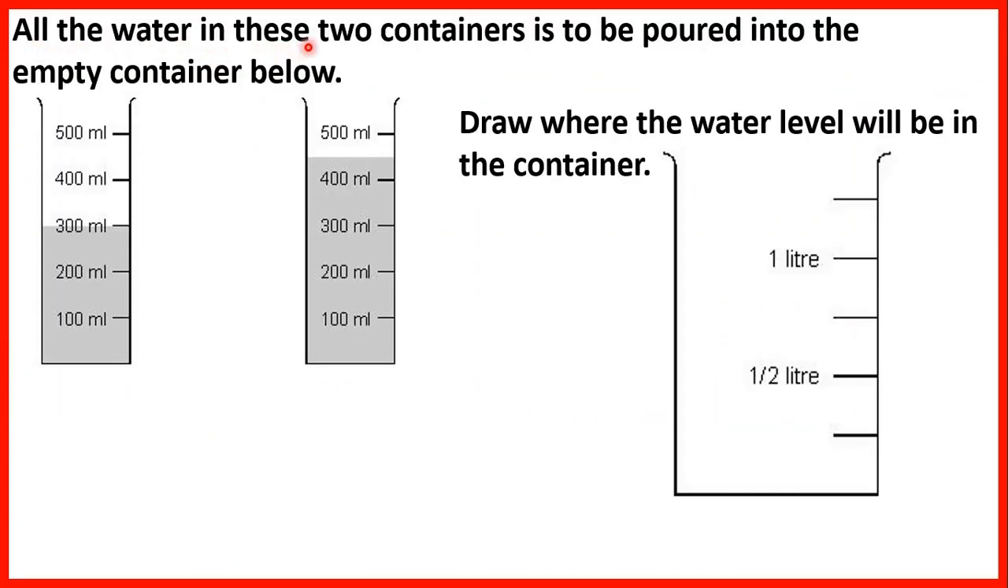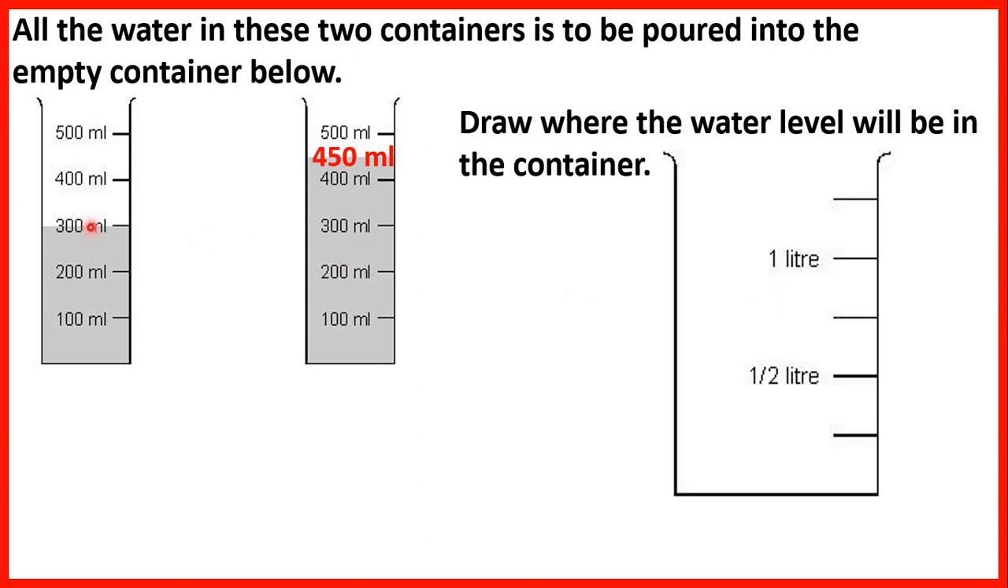All the water in these two containers is to be poured into the empty container below. Draw where the water level will be in the container. So we can see that this first container has 300 millilitres and this second container has halfway between 400 and 500, so that's 450. The water in these two containers is to be poured into this container.